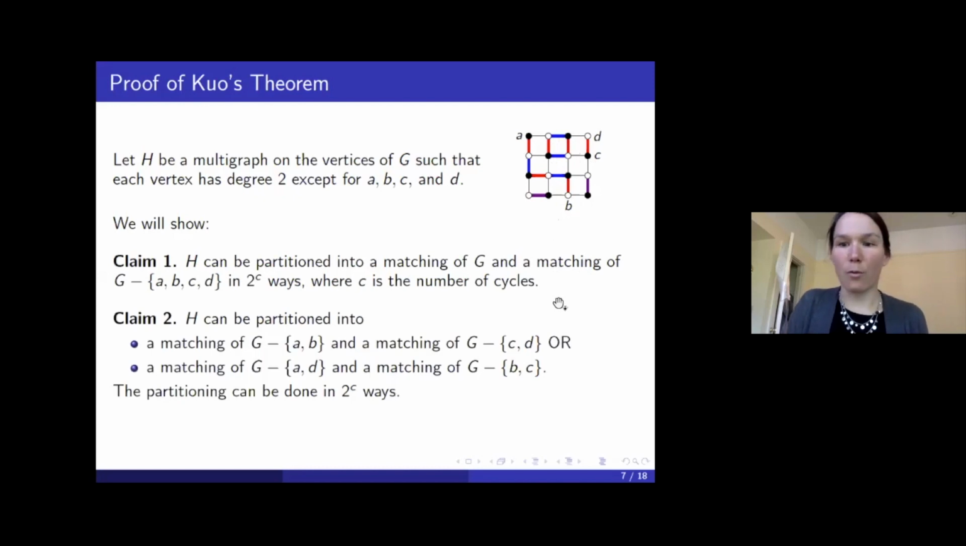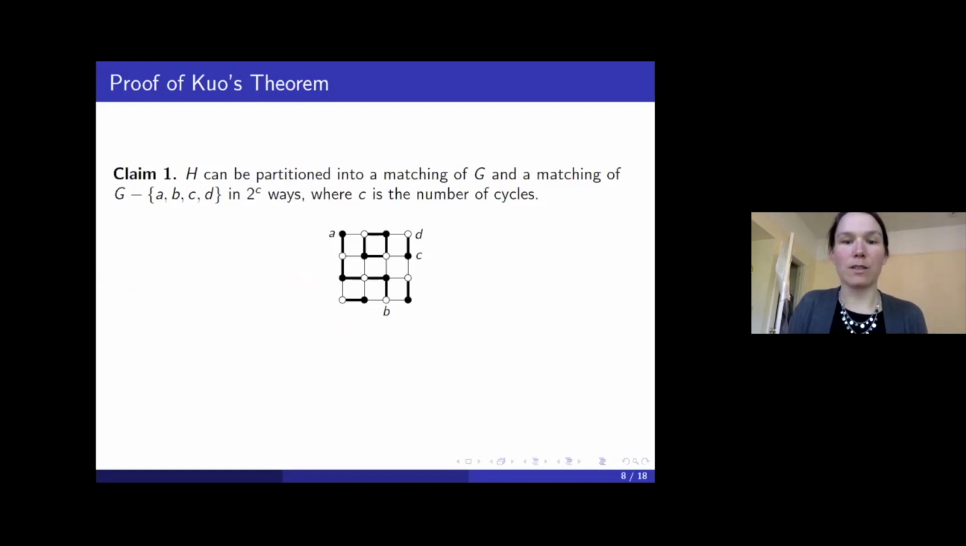And then we're also going to show that H can be partitioned into either a matching of G with A and B deleted and a matching of G with C and D deleted, or a matching of G with A and D deleted and a matching of G with B and C deleted. But it has to be one of those two. It can't be both. And that either of those partitionings can be done in 2 to the c ways. So that's what we'll show. So now on to the first claim.